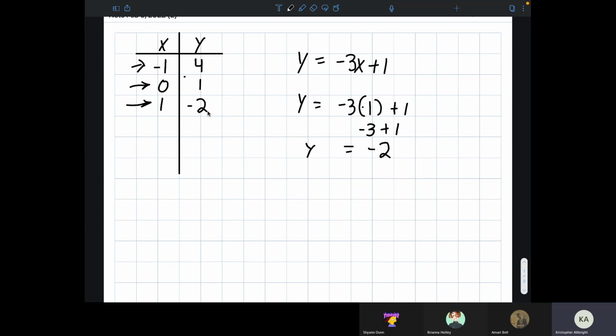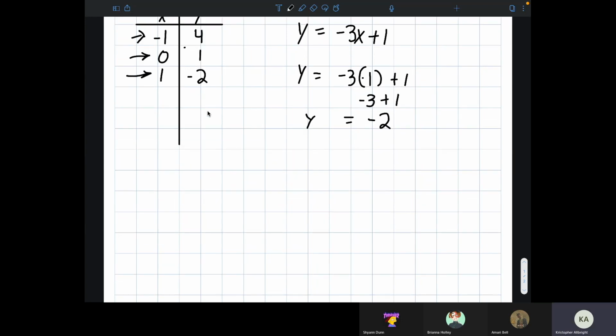Okay, so when we go to draw this, I'm going to put my y-axis right here and my x-axis right here. So -1, 1, 2, 3, 4. Because remember, when we're plotting these points, we're plotting x, which is left and right, and then y, which is up and down.